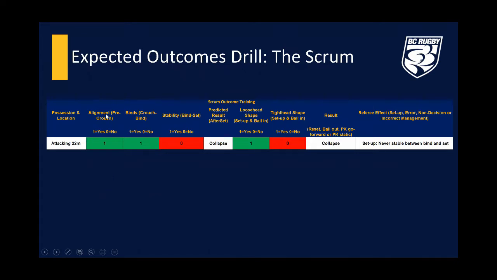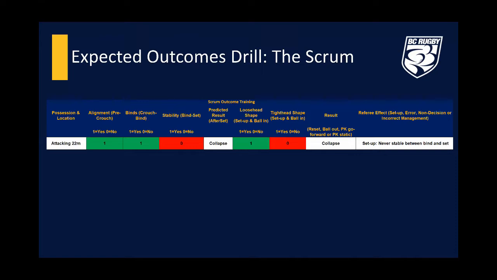We start with our Plan A, and that of course starts with our alignment. So pre-crouch, are the hookers to the left, and is everyone in their own space? If the answer to that question is yes, on the template you just indicate a little 1, it turns it to a green indicating yes, it's done properly. Then we move on to the bind phase.